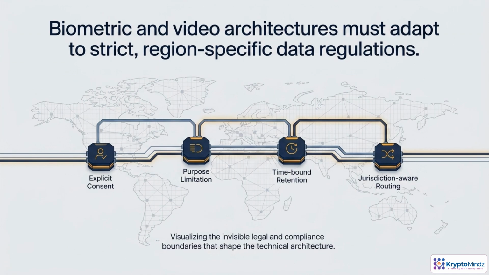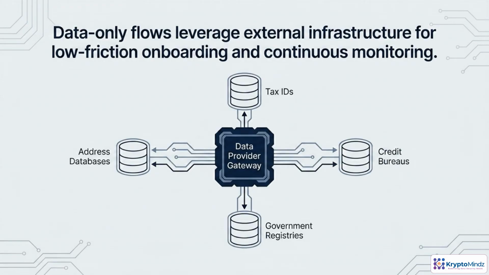In data-only KYC, your product never directly talks to each external source. Instead, a data provider gateway brokers access to credit bureaus, tax ID services, address databases, and government registries. You send a normalized request, the gateway fans it out, aggregates results, and sends back a unified response. Architecturally, treat this as a high-risk trust boundary and centralize monitoring, rate limiting, caching, and clear failure semantics around this single integration point.